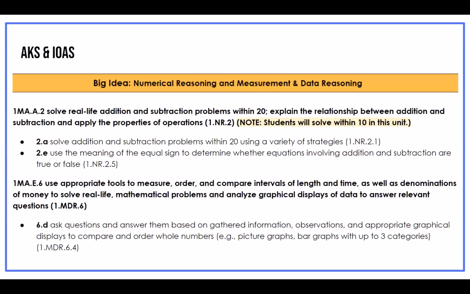Unit 1B has two AKS, AKS 2 and 6. Under the AKS, you will find the Indicators of Achievement, or IOAs, that we are teaching at this time. Notice for AKS 2, we are only focusing on the IOAs 2A and 2E. For AKS 6, we are only working on the IOA 6D.